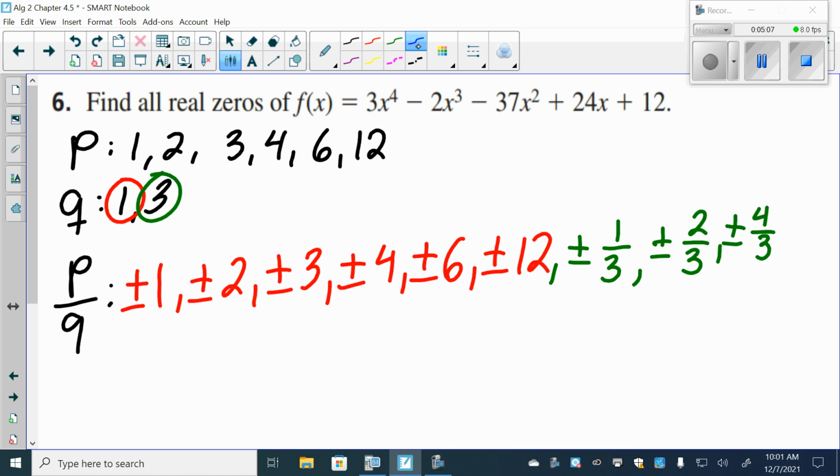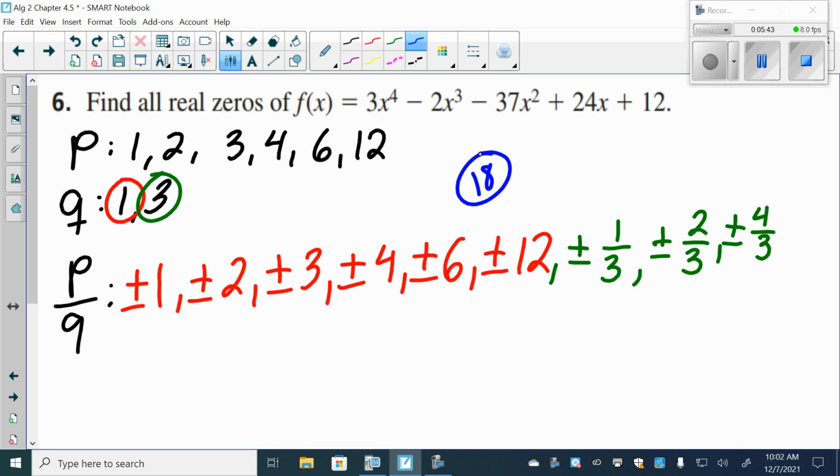Now let's see how many it gave us. 1, 2, 3, 4, 5, 6, 7, 8, 9, 10, 11, 12, 13, 14, 15, 16, 17, 18 unique rational zeros, because we didn't count the repeats that we had. But how many actual zeros do we have for this function? 4. There's only going to be 4 answers. But we have 18 possible answers. So only 4 of them will work.